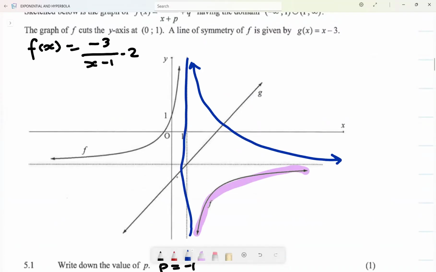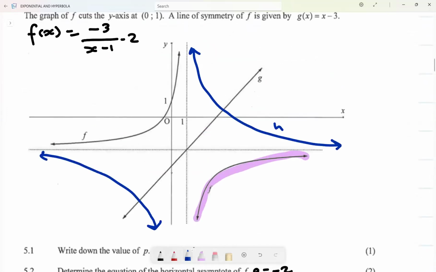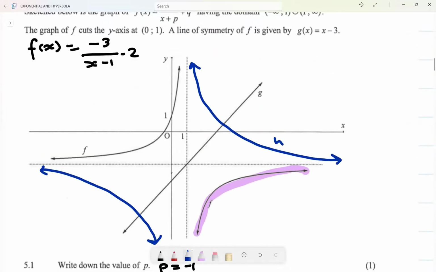I did not change the asymptote. And this one can come on this side and say, okay, it is on this side. So can you see, I can say this is H. Why? Because let's confirm if the domain is still the same. The domain for this one is starting from negative infinity to 1. Can you see? Okay, let me do this.